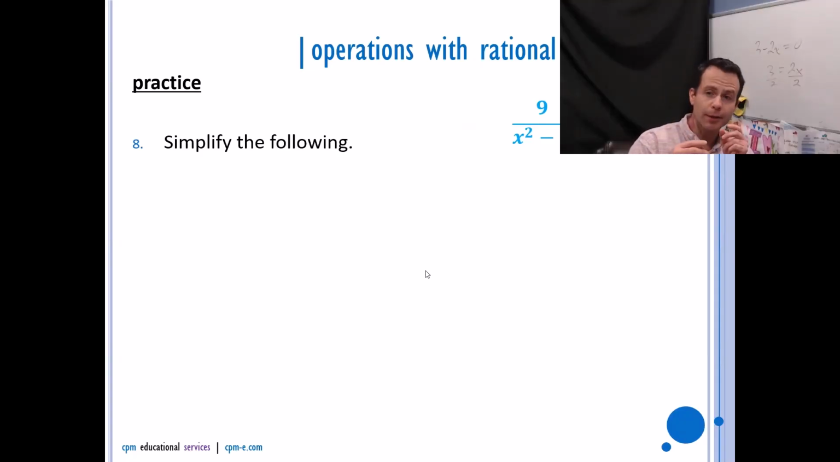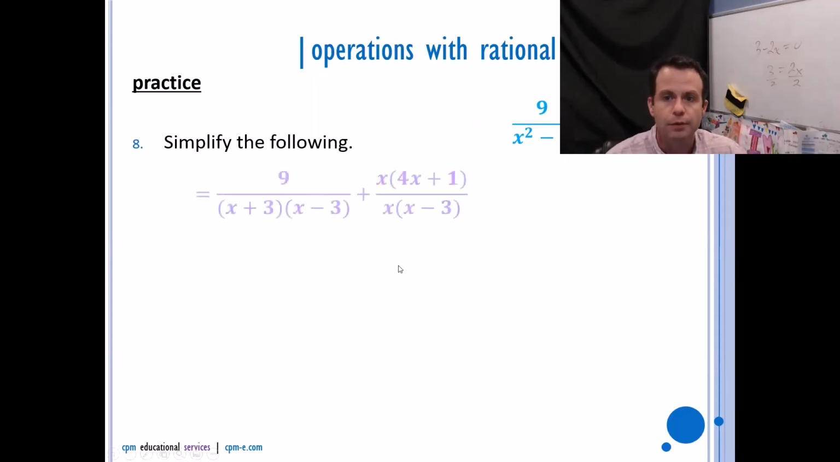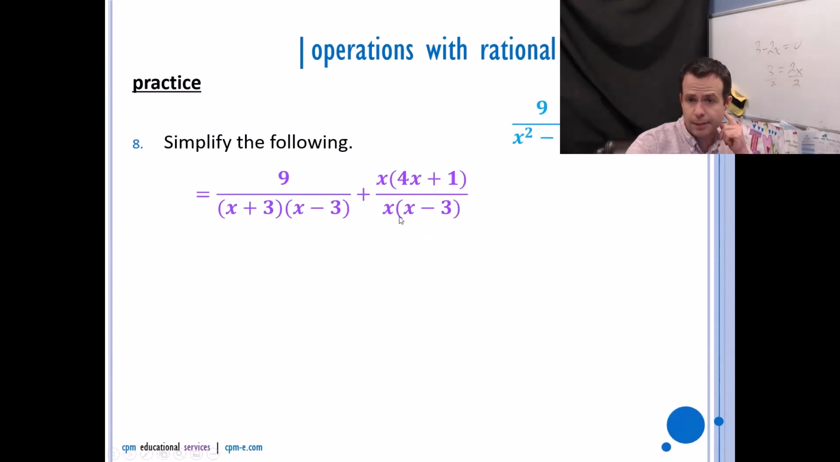So then on the bottom there, I can take out an x, and then I'd be left with x minus 3. Okay, so in factored form, this is what I'm looking at right now. Okay, now I need to state my NPVs. So x can't be plus or minus 3, and x can't be 0. Okay, now I'm going to make my life a little easier. I can simplify before I start doing the math.